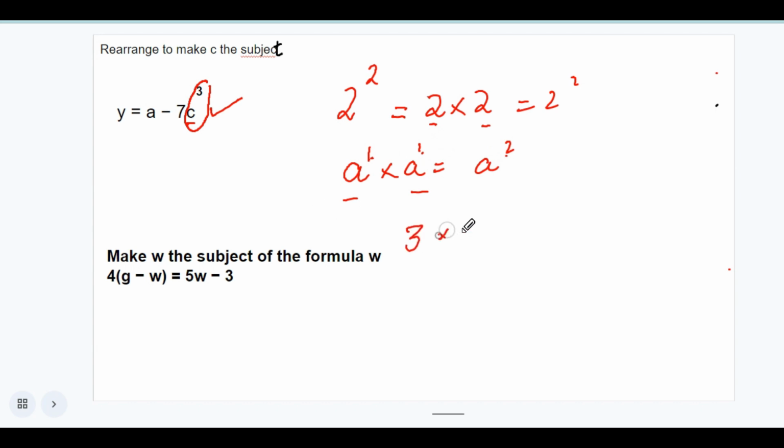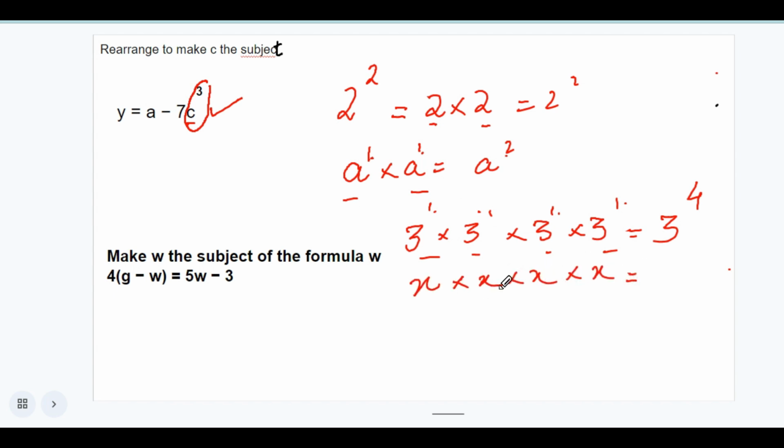In the same way, like 3 times 3 times 3 times 3, how can you write it? 3 will remain the same and their powers are going to add up. 1, 2, 3, 4: 3 to the power 4. In the same way, if I change it into some letter, for example x times x times x times x, it will give me x to the power 4. Okay, so this is about how we get the power of a number.